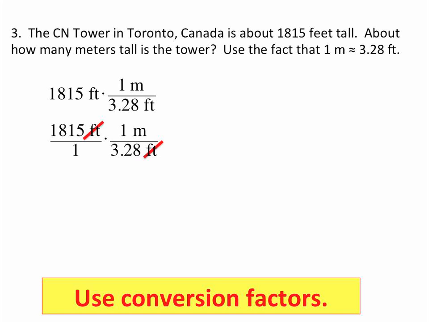The feet will cancel the feet, go across the top and multiply. You'll wind up with 1815 meters. And on the bottom, all you have is numbers, 3.28. So 1815 divided by 3.28 is about 553 meters.